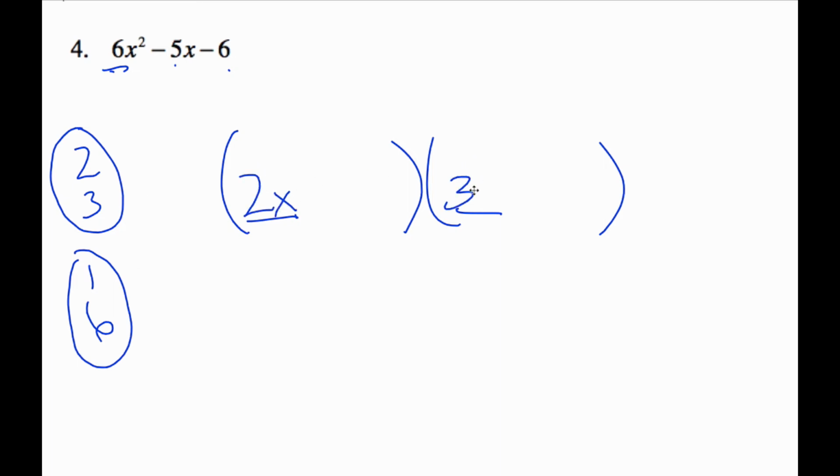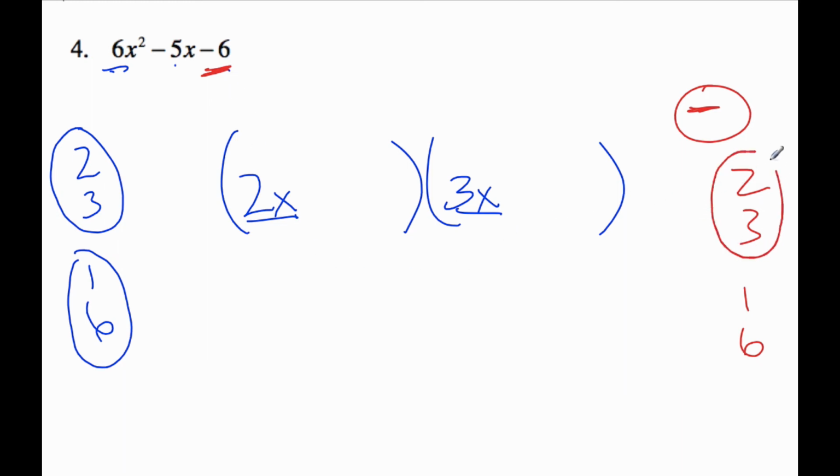And I only suggest that because of experience. I've done lots of these in my life, and it rarely seems to be 1 and 6. It's often the other combination. And then the next thing I look at is the negative 6 here. So again, it's a 2 and a 3, and a 1 and a 6. And one of them has to be negative because of the negative here. So now it's just a matter of guessing and checking.